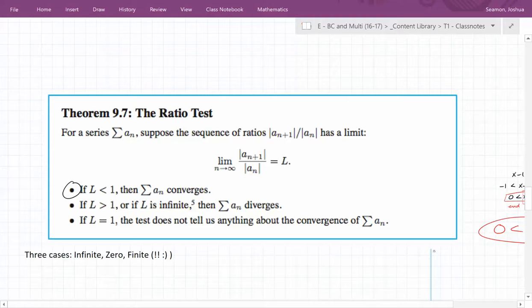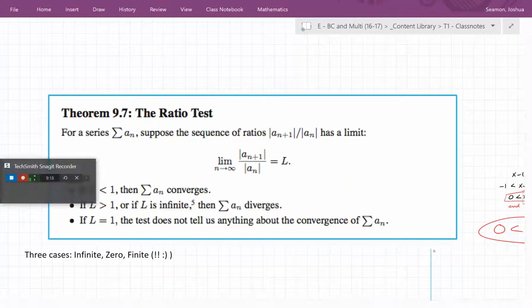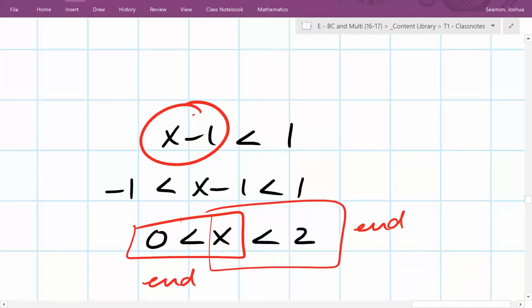Yes, Seema? This is all assuming it converges. I got that x minus 1 is less than 1. No, for it to converge, that must be true. To converge, this has to be true, right?